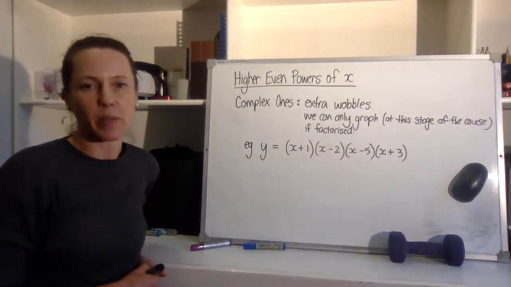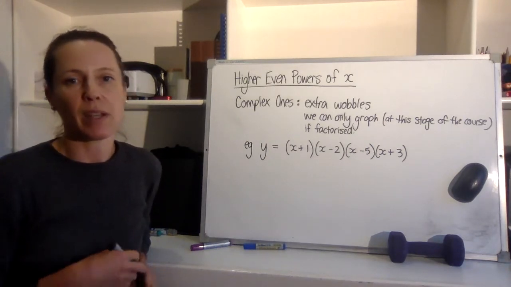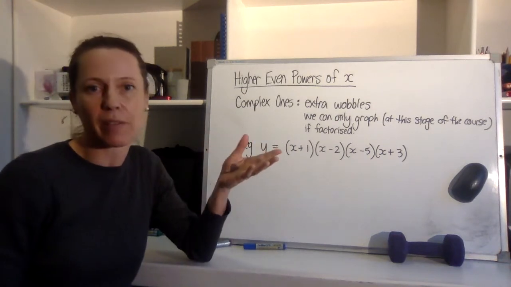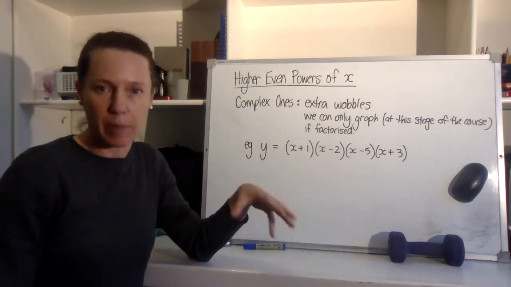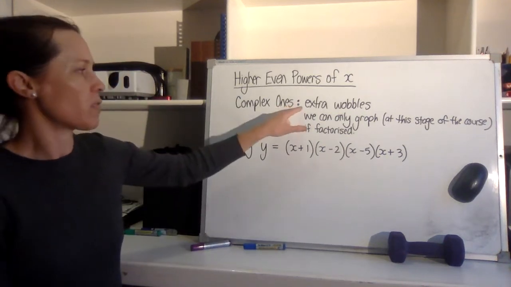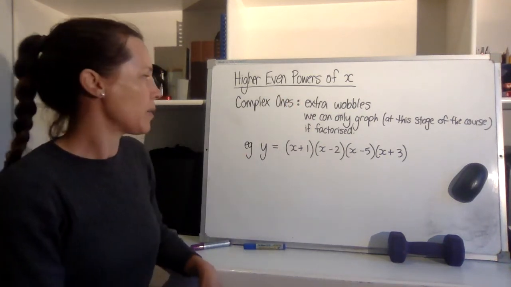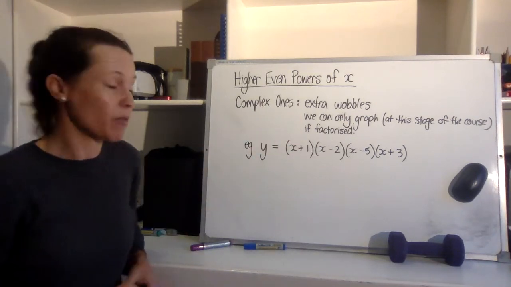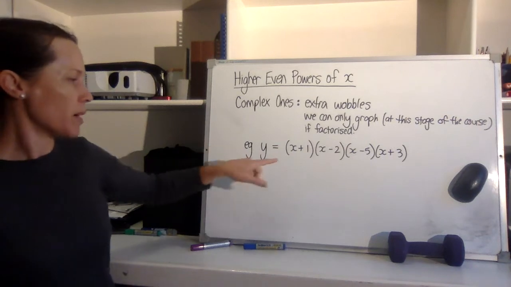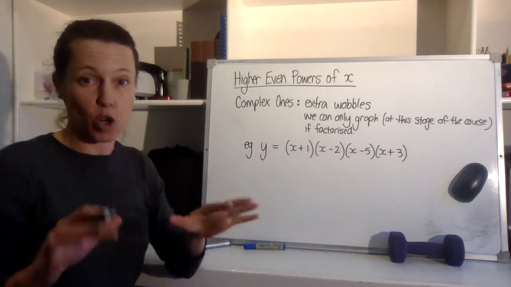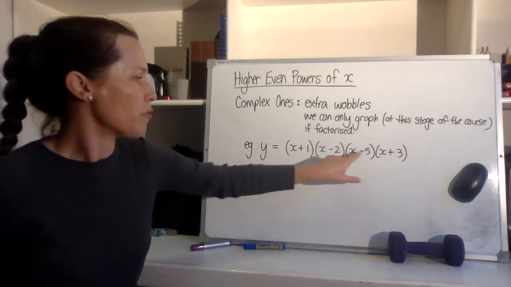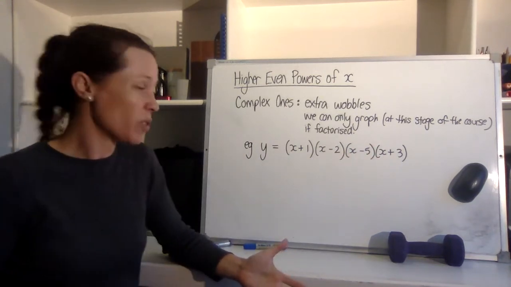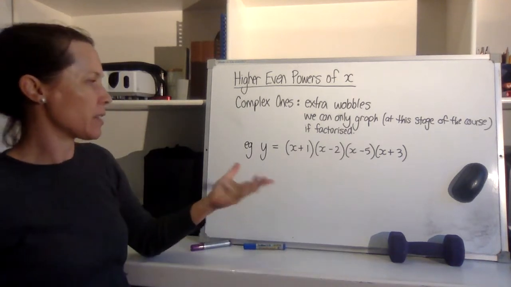And when we look at the complex ones, and by that I mean the ones that might have lower powers of x as well, so perhaps it might be x to the power of 4 being the highest power of x, but it might also have some x cubeds, some x squareds and whatever. Well, we just get extra wobbles, just like we did with the high odd powers of x. And at this stage of the course, we can only graph these if we're given them in factorized form. So let's have a go at this one. If we were to expand this out, and we are not going to, we would get x to the power of 4 as being the highest power of x. So that tells us what type of curve it is. They call these quartic curves, but you can just think of it as x to the power of 4.